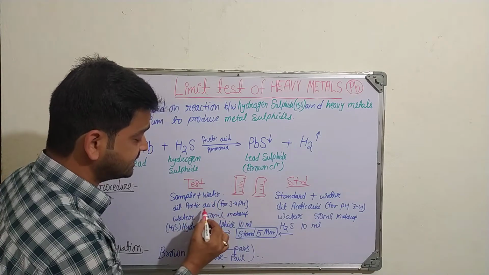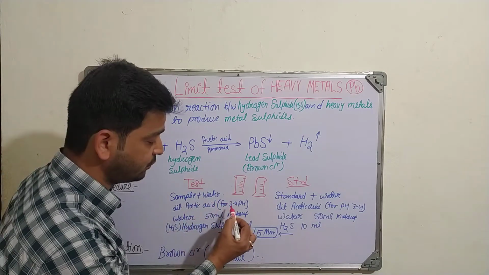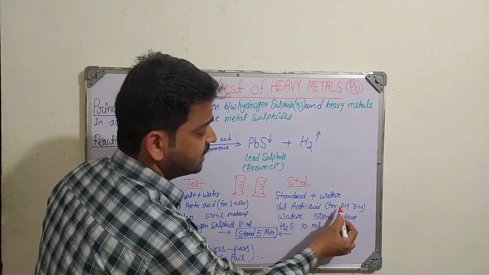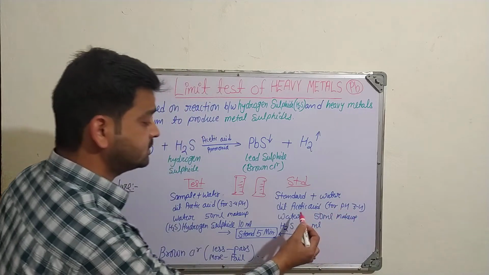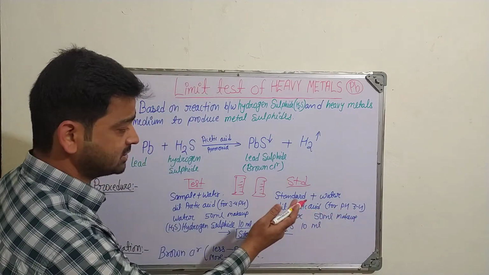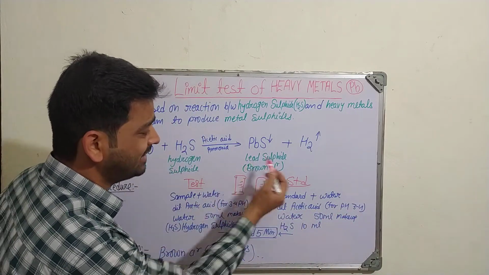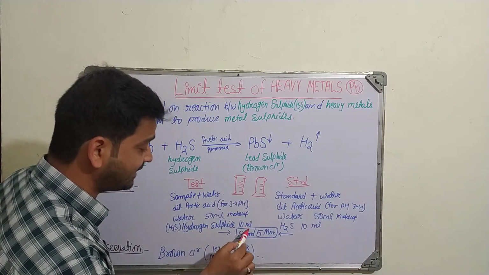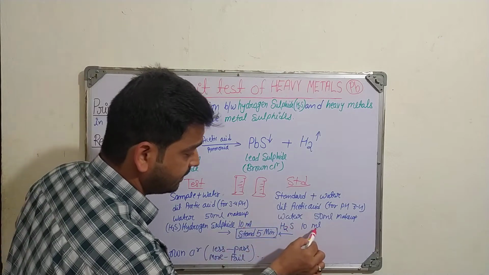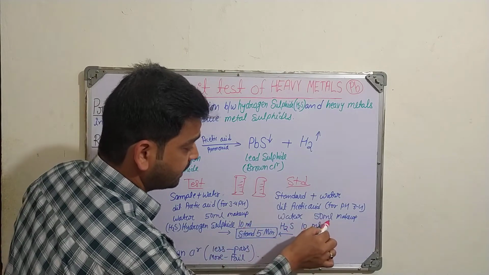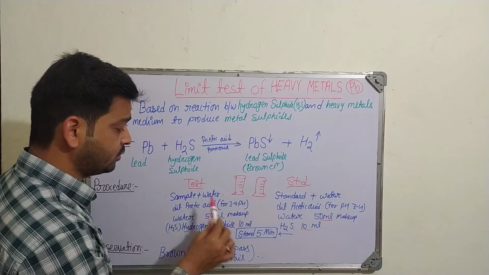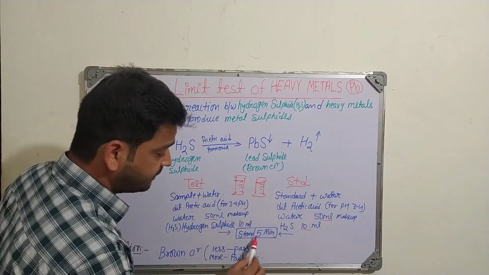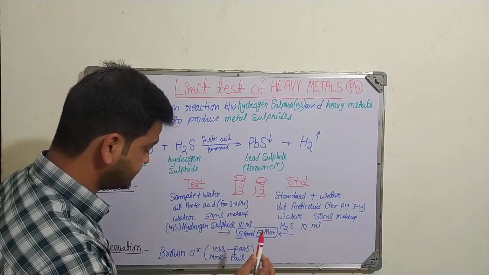The role of acetic acid is to maintain the pH at 3 to 4, because an acidic environment is required. Dilute acetic acid is added on the standard side too, so that it is also acidic, because only in this acidic environment does it form lead sulfide. Then we add 10 ml of hydrogen sulfide to each, and make up the volume to 50 ml with water. Then stand for 5 minutes, as in the other tests.